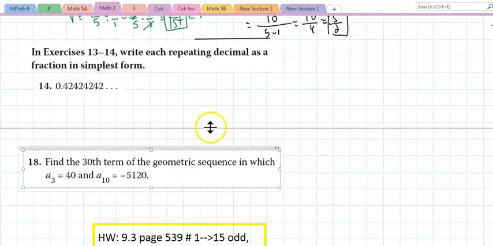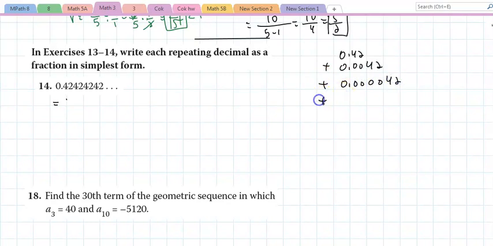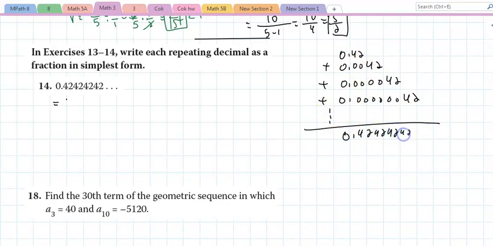Here's a repeated decimal. Write each repeating decimal as a fraction in simplest form. Isn't this, so here, isn't that 0.42 plus 0.0042 plus 0.000042? Think about it. If I add those, isn't that what this is?